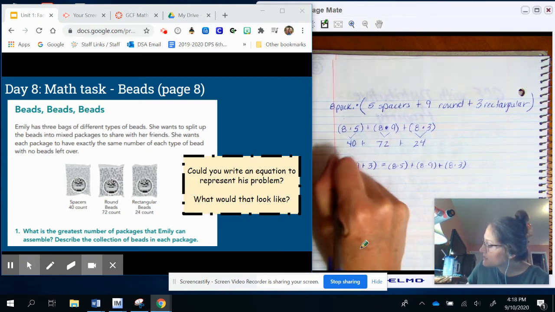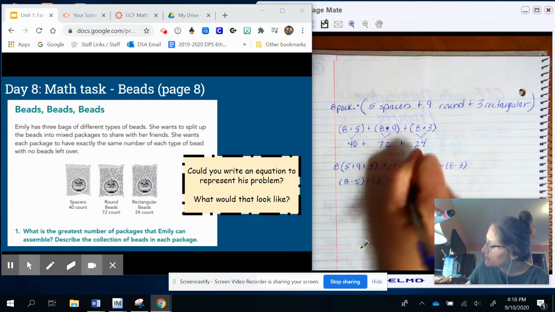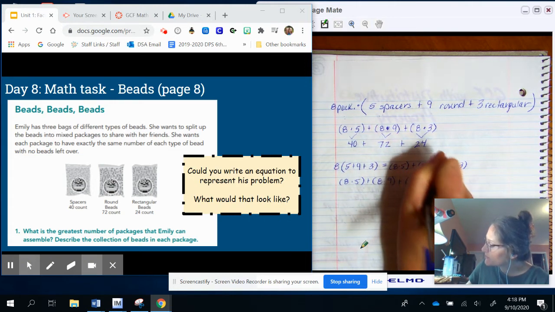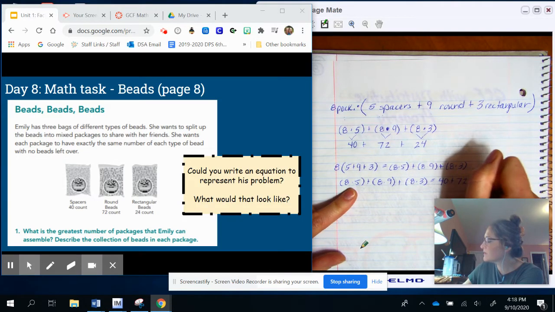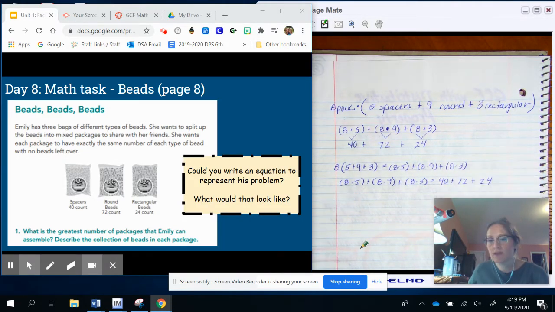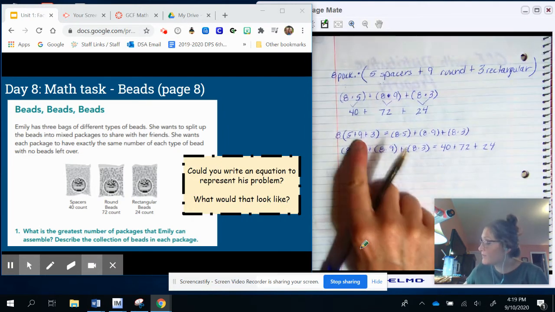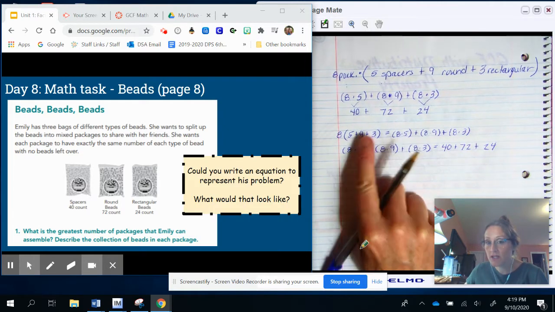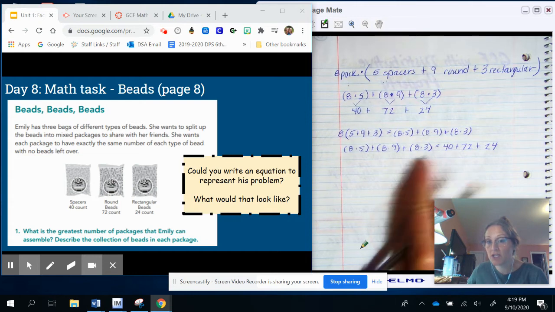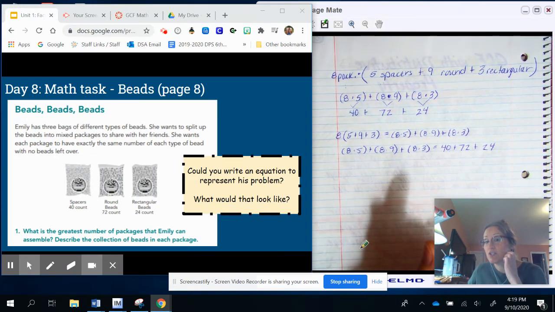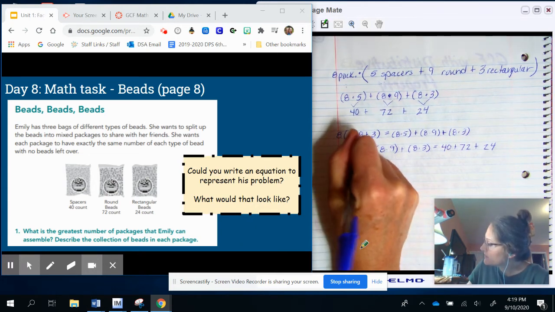What's even cooler is 8 times 5 plus 8 times 9 plus 8 times 3 is the same as 40 plus 72 plus 24. And I can play with these numbers even more. I have an equation here, an expression equal to another expression. I could even do, well, let's try this.